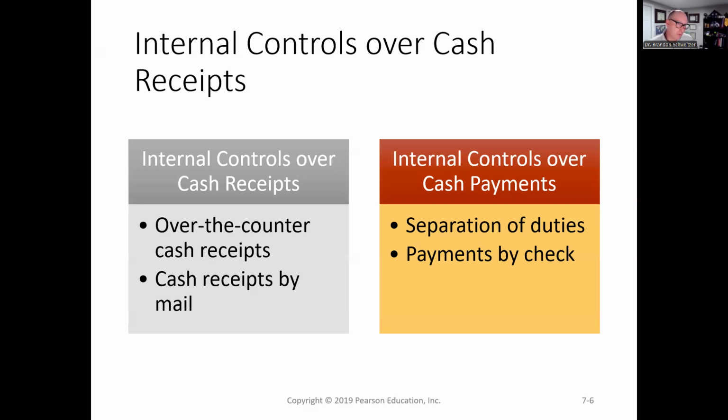We need to make sure that we keep those responsibilities separate by separate individuals. We call it separation of duties. The reason we do that is because it helps us mitigate any type of potential fraud that might happen. And we also need to secure the way that we pay our bills by check.